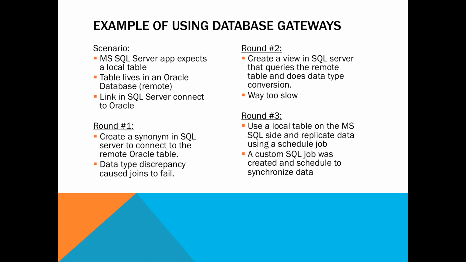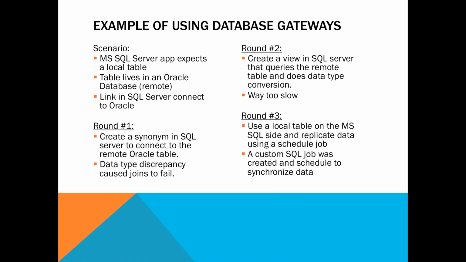So round two was, let's make this just a little bit more complicated. Let's take the alias and swap it out for a view. At that point, the view actually contained the remote table as well as all the data type conversions. And it looked like this was working. Technically it did work, but it was unacceptably slow.